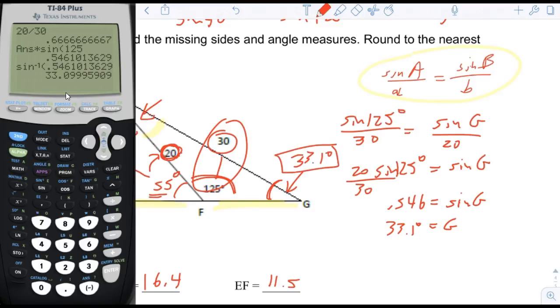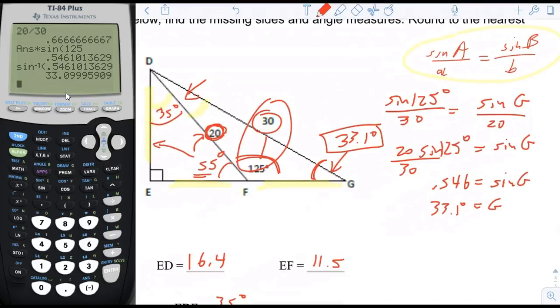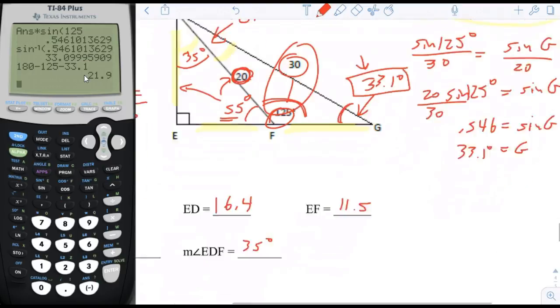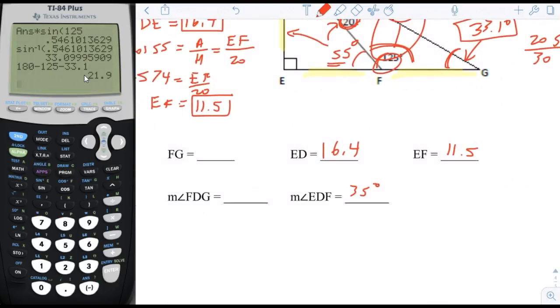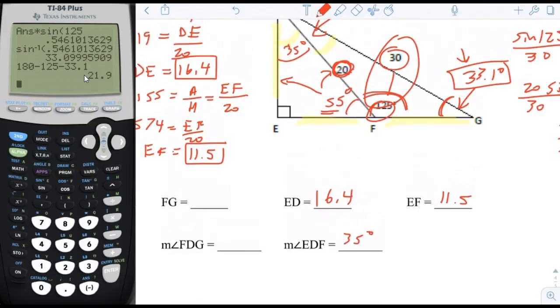But they didn't ask us for it. Why did you do that, Mr. Tsubaki? Well, if I know that this is 125, and I know this is 33.1, and I just don't know the third angle, guess what? They add up to 180 degrees. So I can just do 180 minus 125 degrees minus 33.1 degrees, and that'll give me the unknown angle, which is 21.9 degrees. Okay, so now I can write down over here, and we don't need to know 21.9. 22 is fine, so I'm going to put 22 degrees for the unknown angle.